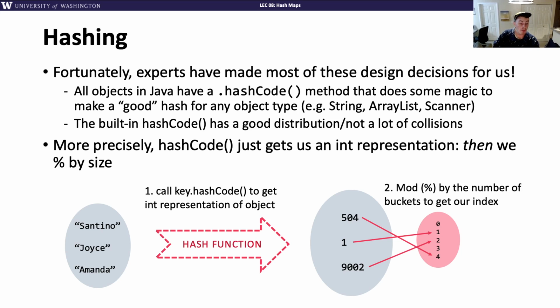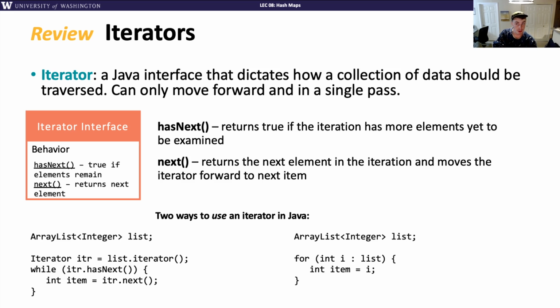The one last thing I want to remind us of is the concept of an iterator. An iterator in Java is a way to define an iteration order over your data structure. Iterator is an interface that dictates how a collection of data should be traversed. You can only move forward in a single pass. Iterators have two methods, hasNext and next. hasNext returns true if the iteration is not yet over and there are more elements to go over, and next returns the next one.